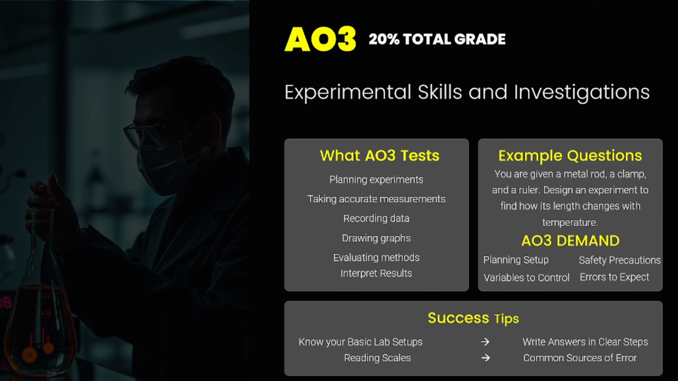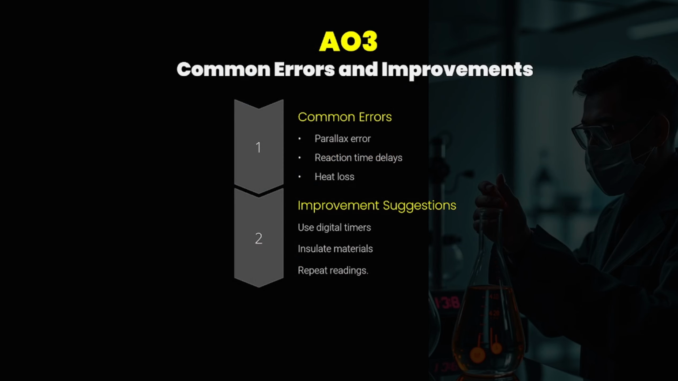Practice reading scales on instruments like ammeter, thermometer, and rulers. These often appear in Paper 4. Also learn common sources of error like parallax error, reaction time delay, heat loss to the surroundings. Be ready to suggest how to improve experiments using digital timers, insulating material, or repeating readings for accuracy.